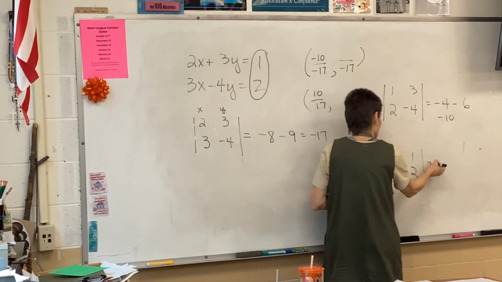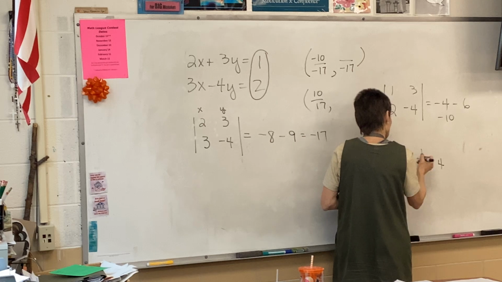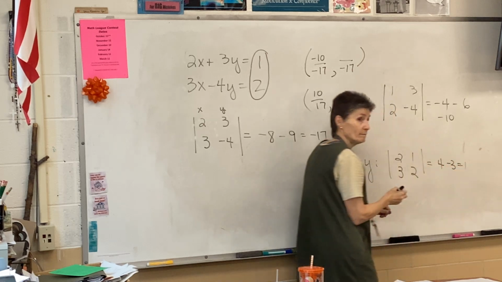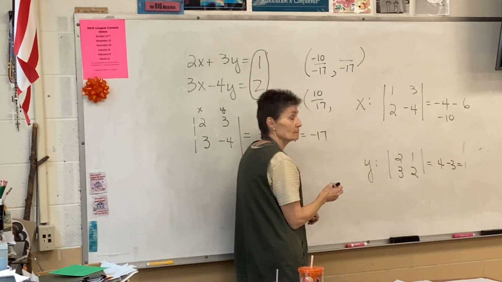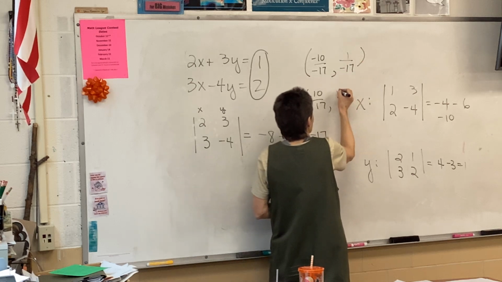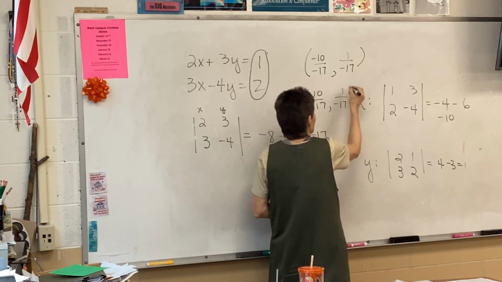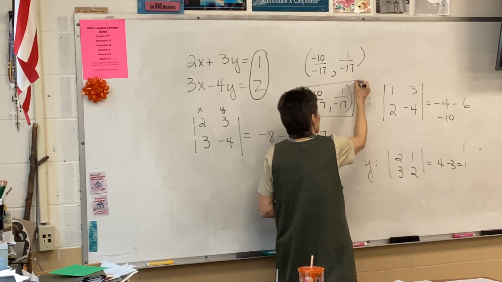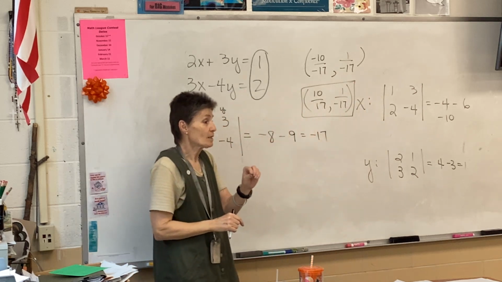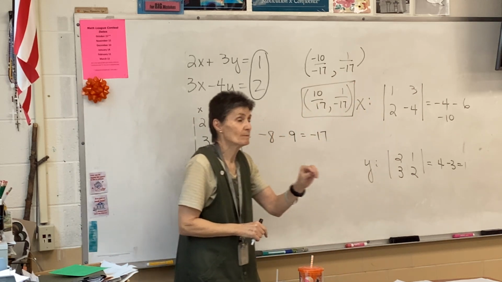Now, what's this one going to be? 4 minus 3, 1. So this one stays 1 over -17. Now, this is the first time you've done this. We're going to do the rest of them next time.